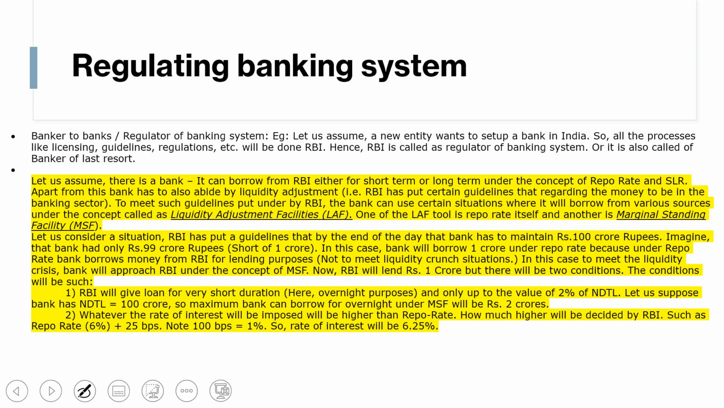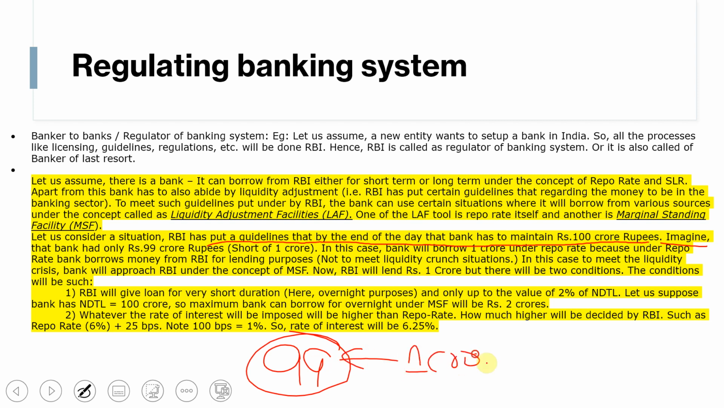Let us consider a situation where the RBI has put a guideline that by the end of the day a bank has to maintain rupees 100 crores. Imagine the bank had only rupees 99 crore with them. So the bank has a shortfall of how much? Rupees 1 crore. In this case the bank will borrow 1 crore under the repo rate. The bank will ask for money from the RBI and say we will return it after 24 hours.